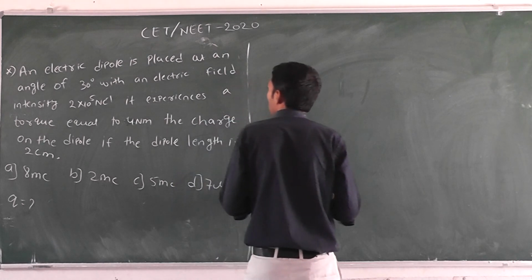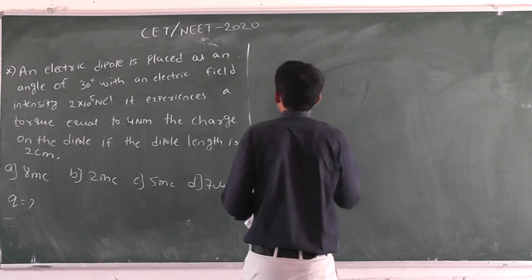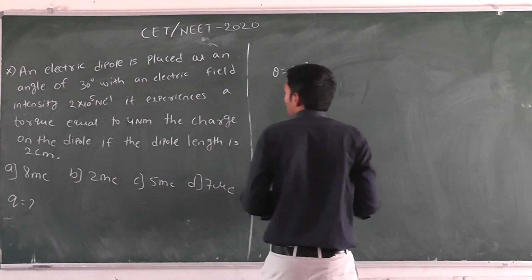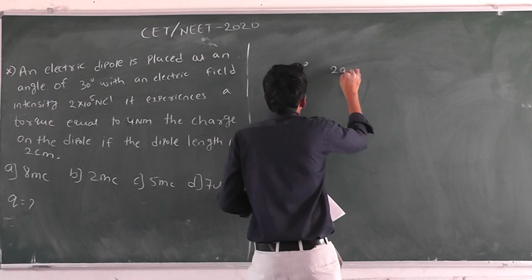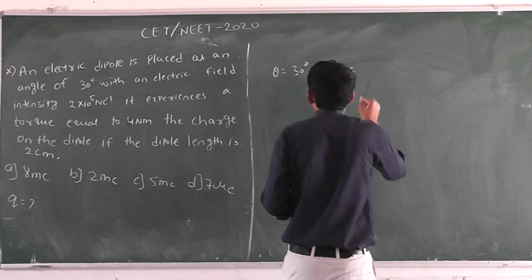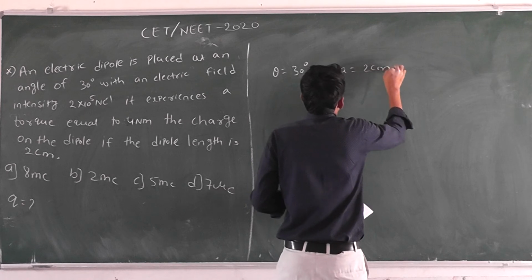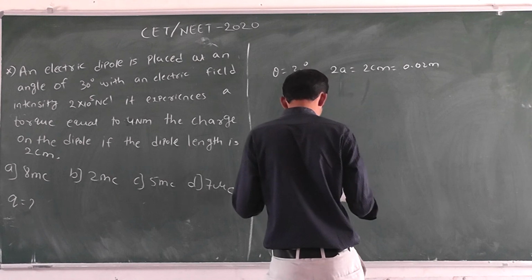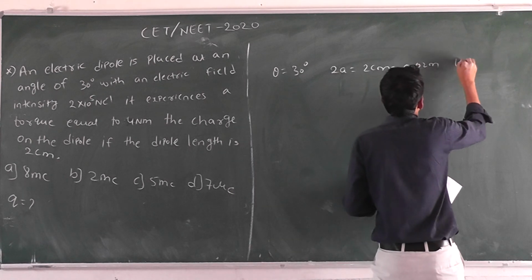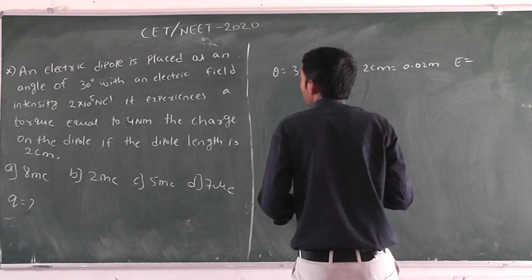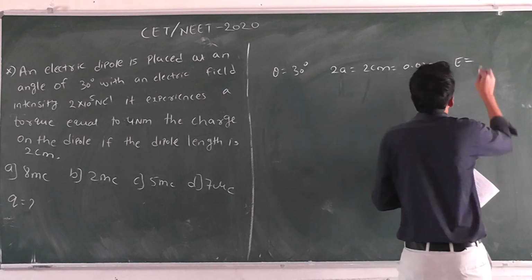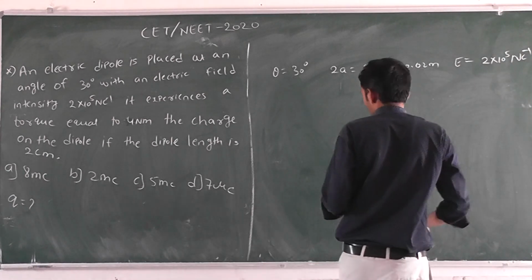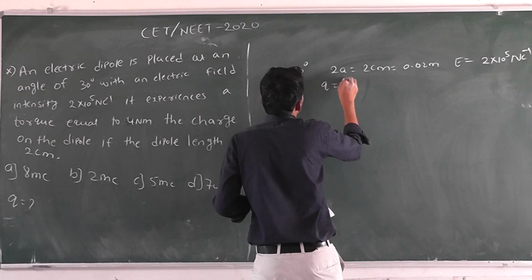So first we have to know what the given values are. The theta angle is 30 degree. Next, the dipole length 2a is given. 2a is 2 centimeter, which is 0.02 meter. Next, the electric field E is given as 2 into 10 to the power of 5 Newton per coulomb. So what we have to find out here is the Q value.